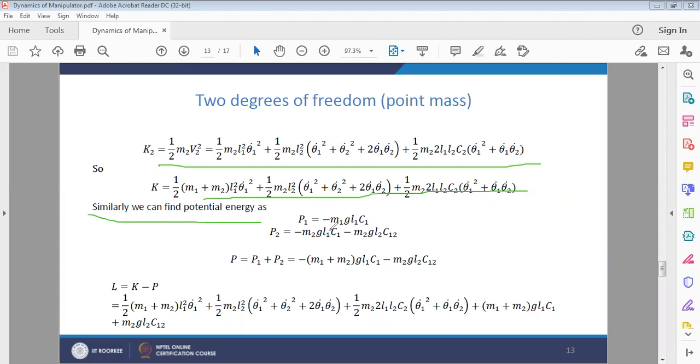The potential energy for mass m1 is minus m1 g l1 cos theta 1. Why is it minus? Because in general potential energy is m g h, where m is m1, g is g, and h1 is, like I said yesterday, the distance between the datum line and the mass. Let us look at the figure.